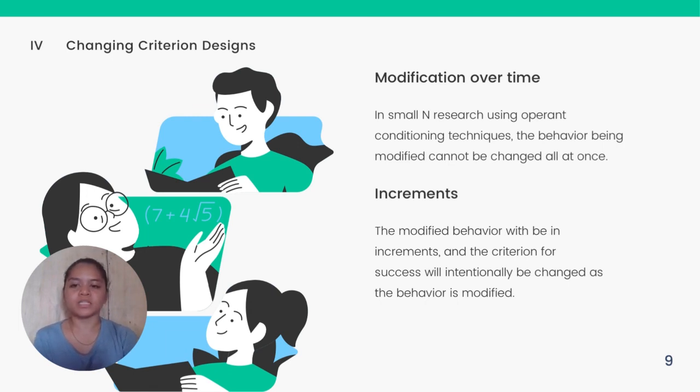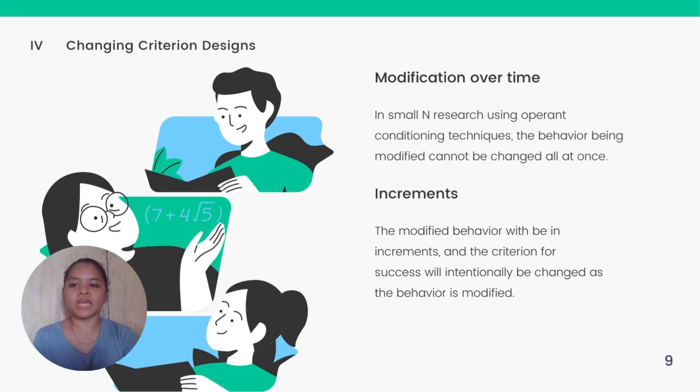Second, increased experimental validity. The changing criterion can help to increase the validity of the experiment by reducing the likelihood of spurious or chance effects. By setting progressively more difficult goals, researchers can be more confident that any changes in behavior are due to the intervention being tested rather than other factors.